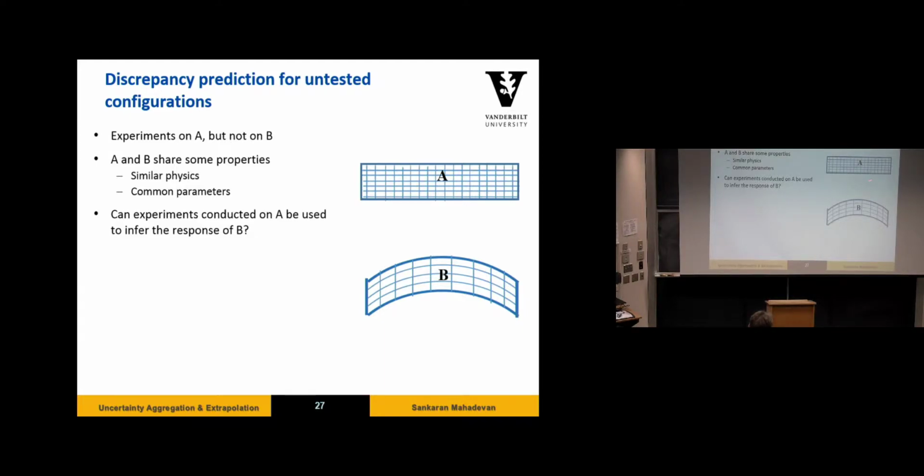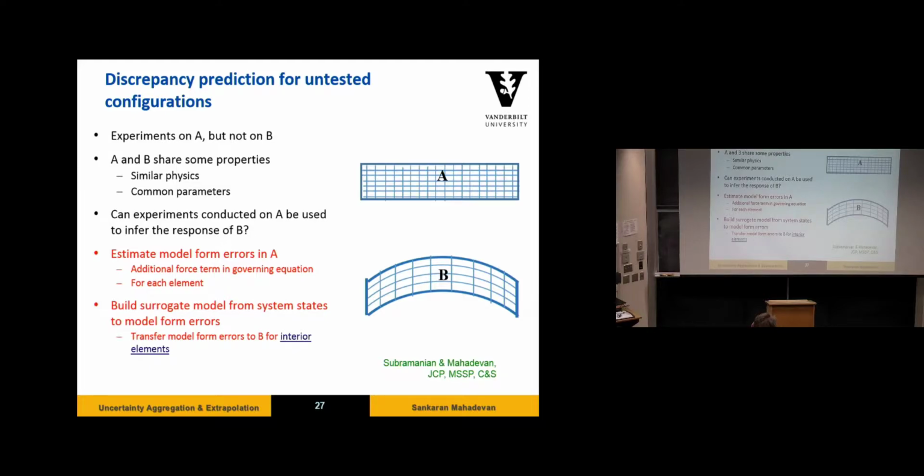So the question is, can I use the experiments conducted on A to infer the response of B? The way to do that is, first, I will estimate the model form errors, not the discrepancy, using the tests in A. I'm going to represent the model form error as an additional term in the governing differential equation, as an additional force term. And this is, of course, done element by element. So in the context of finite elements, you will have a discretized model form governing equation at the element level.